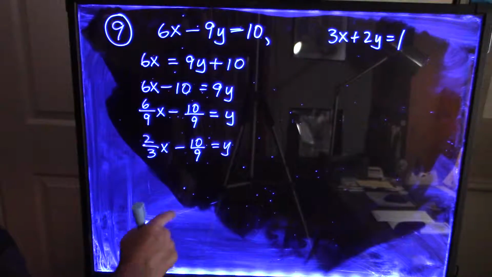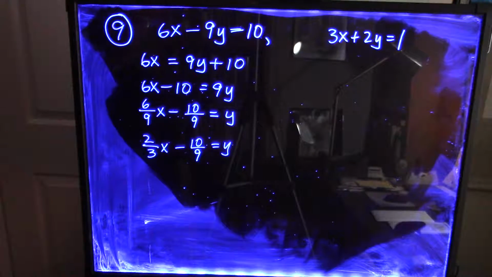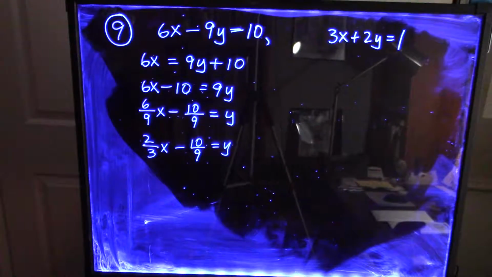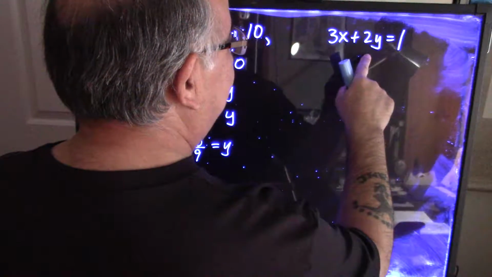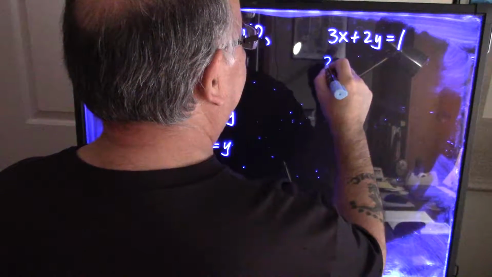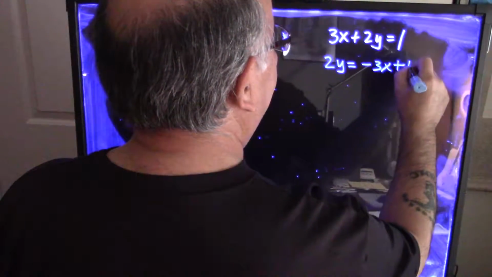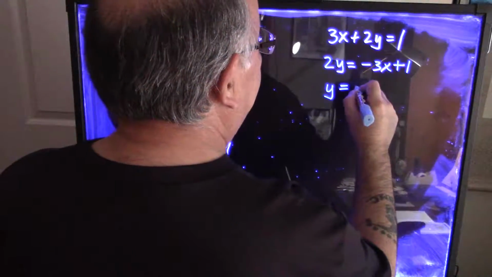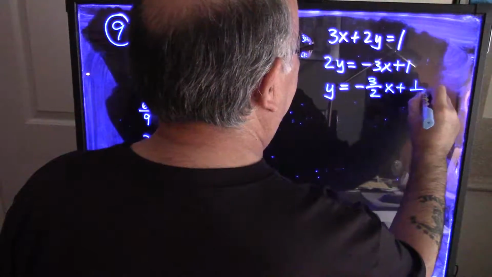So if it makes you feel better, you can write y equals the rest of this, and it's in slope-intercept form. But the slope here is next to the x, and that's 2/3. Alright, so keep that in mind. Now go to the other one. Solve this one also for y. So you transpose the 3x to the other side, make that a negative 3x. You've got 2y equals negative 3x plus 1. Multiply both sides by a half, you get y is equal to negative 3/2 x plus 1/2.